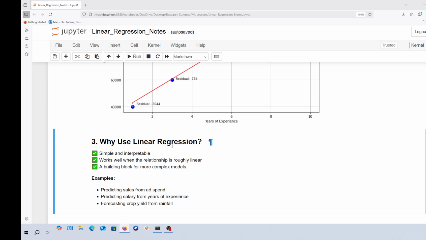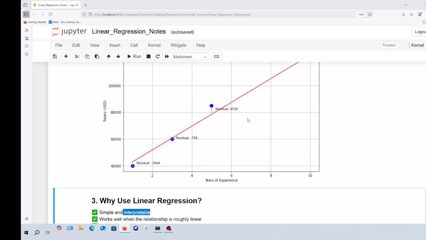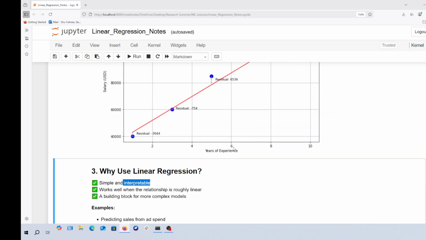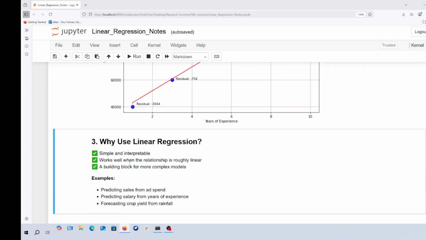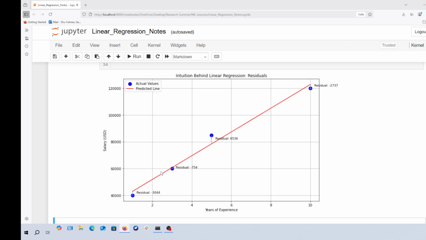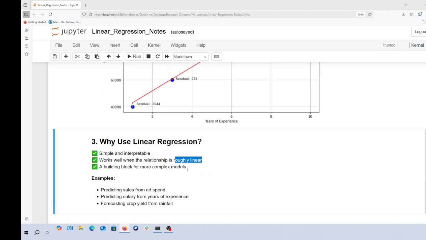So why is linear regression very necessary? It's good because it is simple and easy to interpret, because from this graph we can see that as years of experience increases, the salary will also increase. It works well when the relationship is roughly linear. When we can estimate that there is a linear relationship between years of experience and salary, then we can roughly use linear regression.